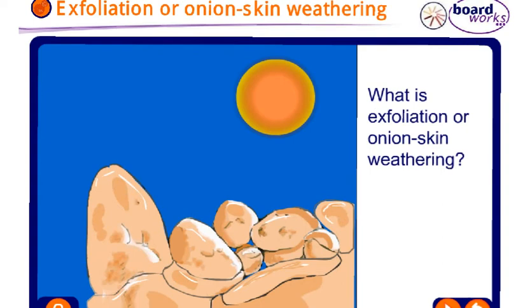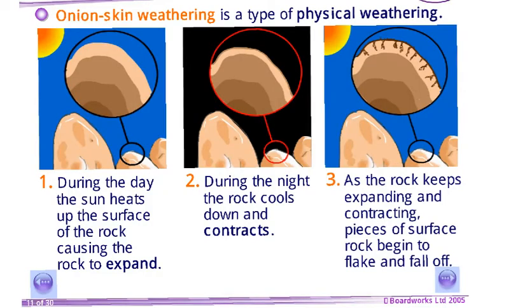You may have heard of exfoliation or onion skin weathering. Onion skin weathering is a type of physical weathering. During the day, the sun heats up the surface of the rock, causing the rock to expand. During the night, the rock cools down and contracts. As the rock keeps expanding and contracting, pieces of surface rock begin to flake and fall off.